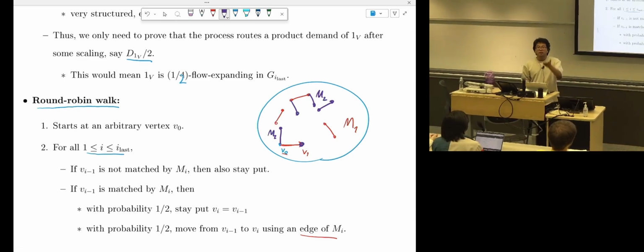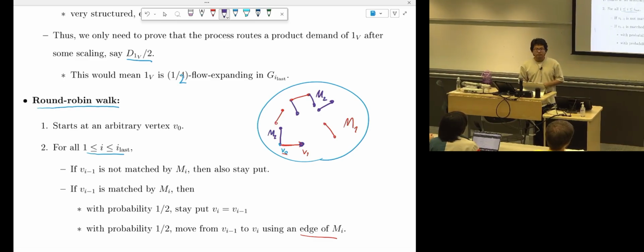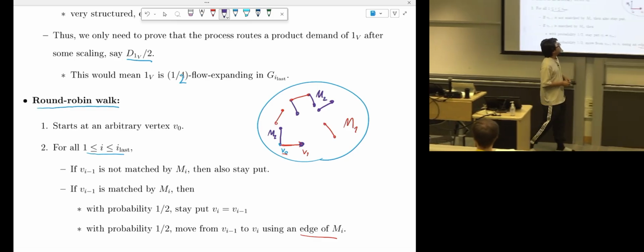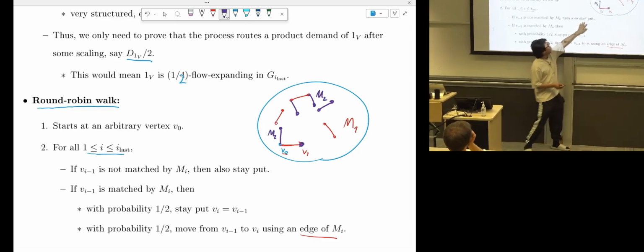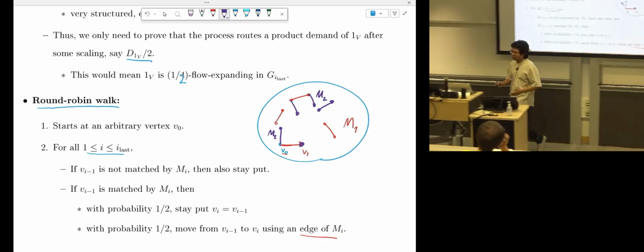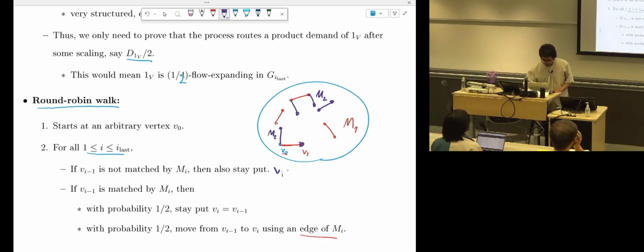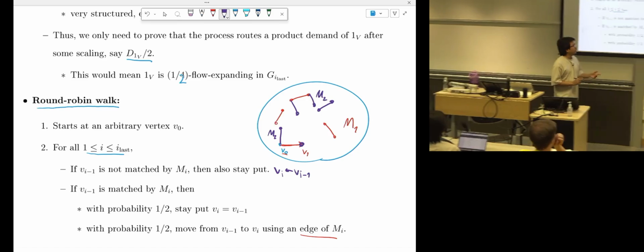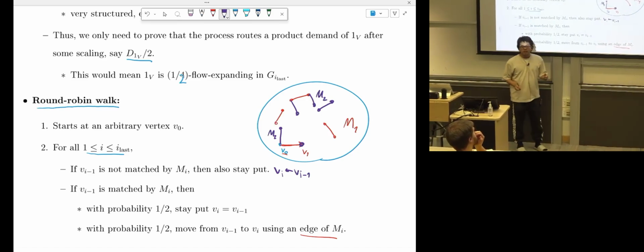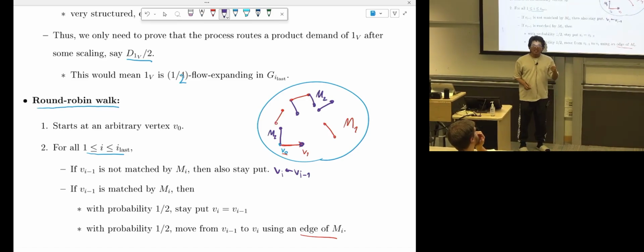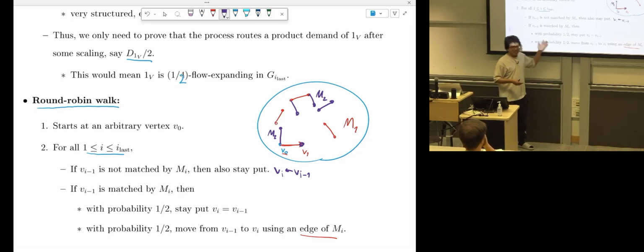Is this process clear? The first case where we just stay put, vi equals vi minus 1, in the next step we'll still look at the same node. Yeah, it's just stay put. And then in the next round, you just look at the next matching. If you are matched by the next matching, then you walk along the matching with probability half.